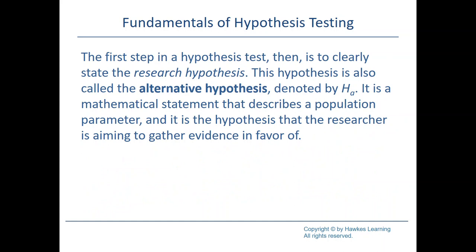Now, the first step in a hypothesis test is that you have to clearly state the research hypothesis. Now, the research hypothesis, which we like to call the alternative hypothesis, we like to denote by H sub A, okay? And make note of that because that's a really important part, how we denote it.